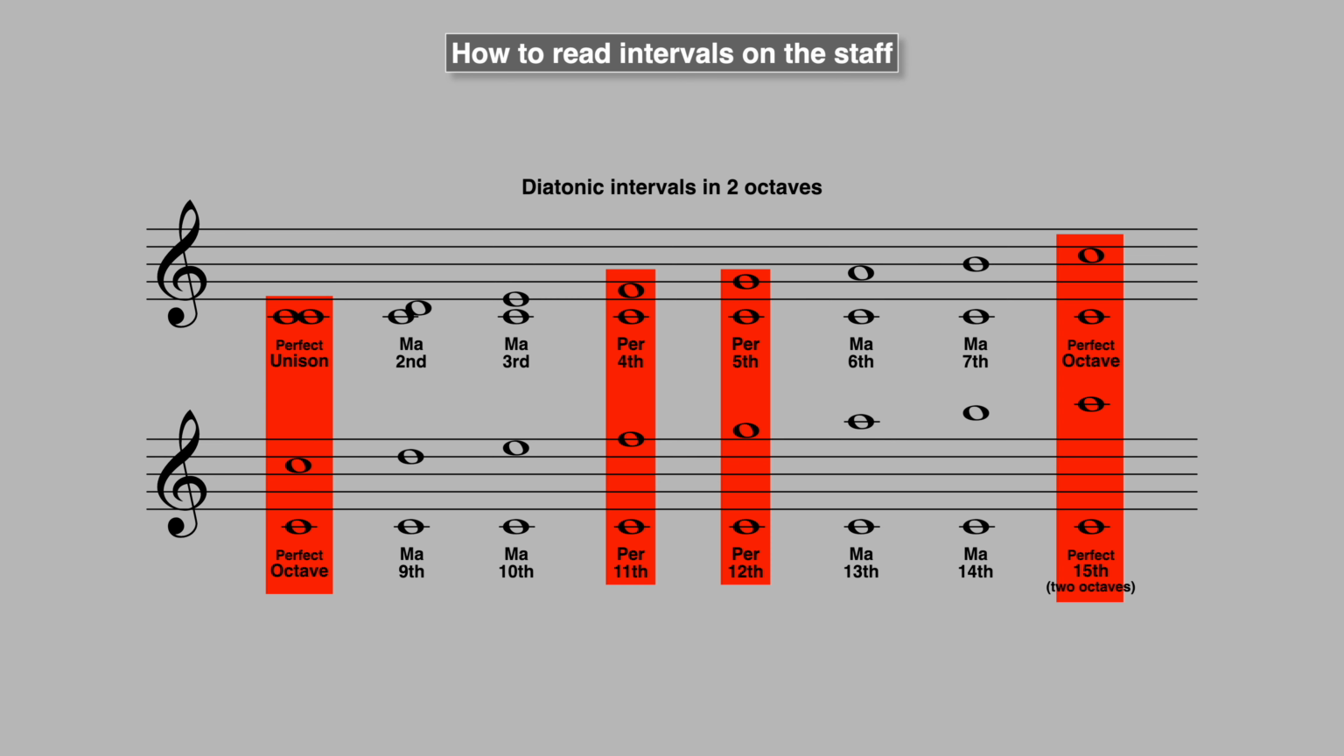So the perfect intervals in this new octave are the 2 C notes 1 and 2 octaves above middle C, respectively, the perfect 11th interval, which corresponds to the perfect 4th interval, and the perfect 12th interval, which corresponds to the perfect 5th interval. All other diatonic intervals are major intervals.